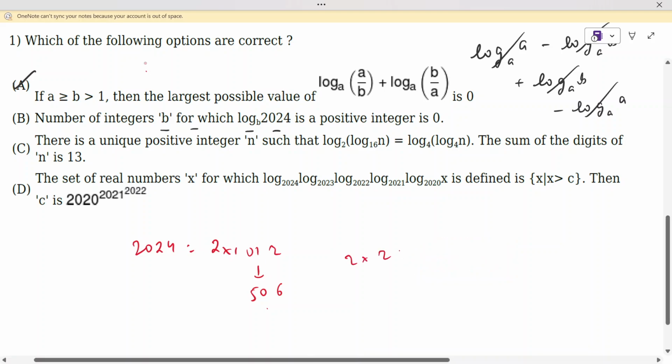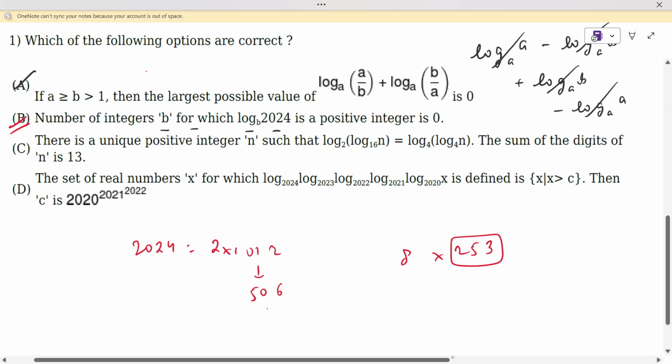So 2 into 506, I guess, and then 8 into 503. Okay, sorry, 253. So 53 into 8, if I have to calculate, that is 424. And I guess this is the prime number particular. So I don't think so. These roots are defined, and I guess this is also correct, right?